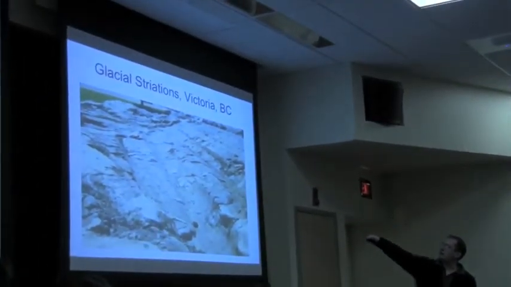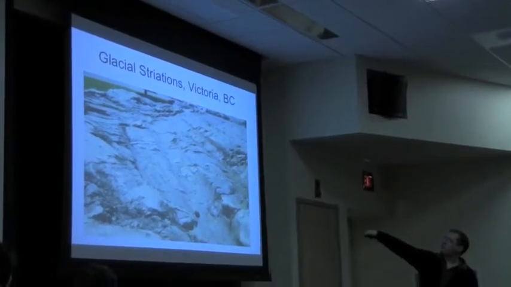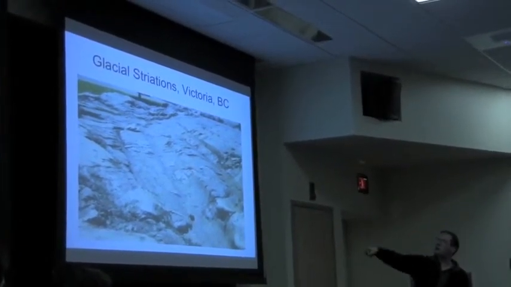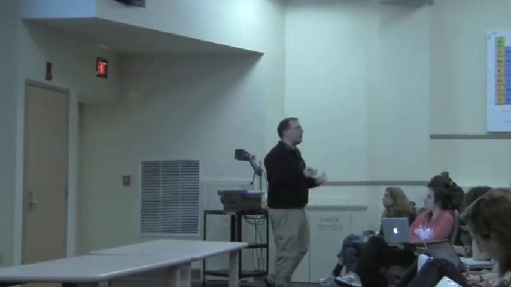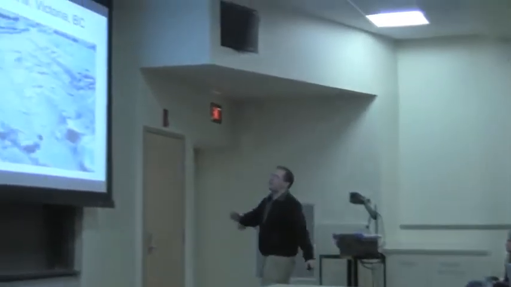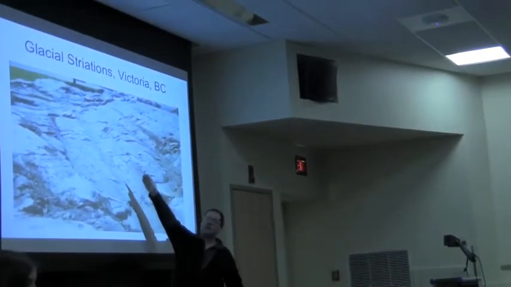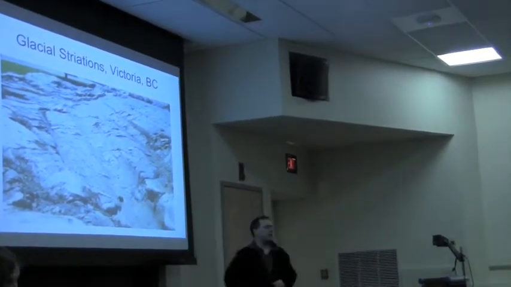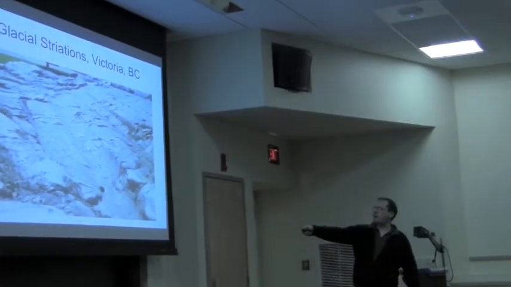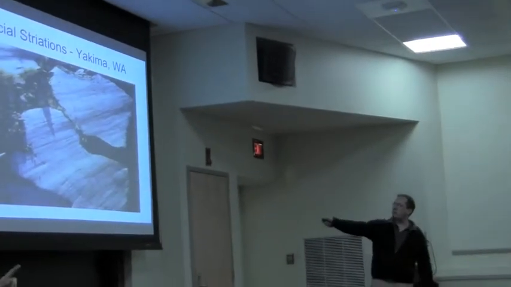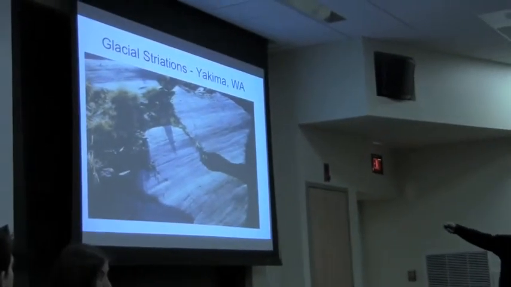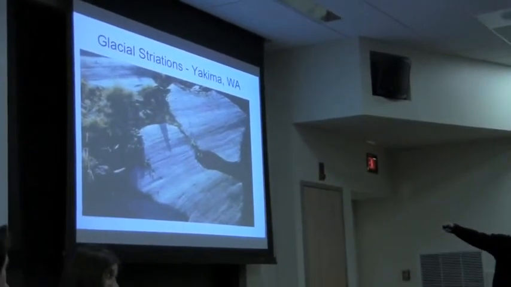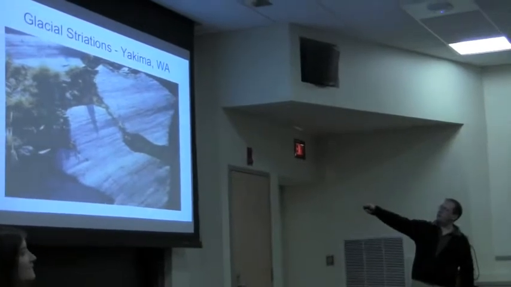So these are examples of glacial striations from Victoria, British Columbia. And the neat thing about glacial striations is that if you locate them, you can tell the direction that the glacier was actually moving in. So in this case, the glacier was moving in this direction, basically parallel to the striations. These are actually pretty big striations. They can be much smaller. This is another example of glacial striations on a much smaller scale. This is from Yakima, Washington. But again, in this case, the glacier was moving this way.